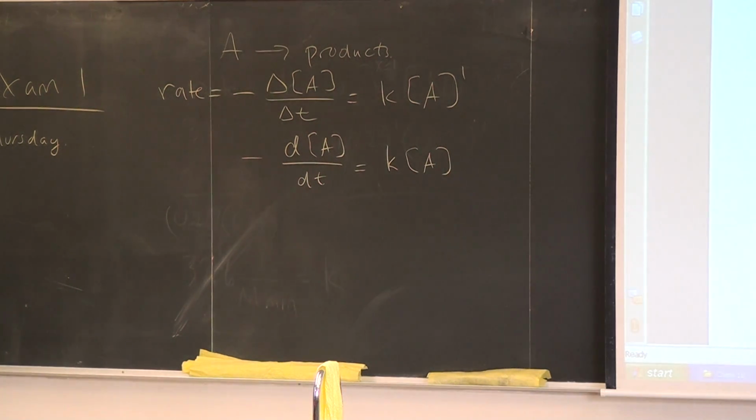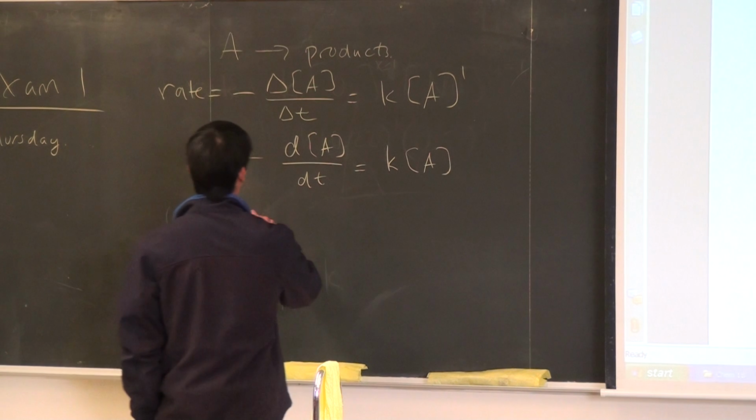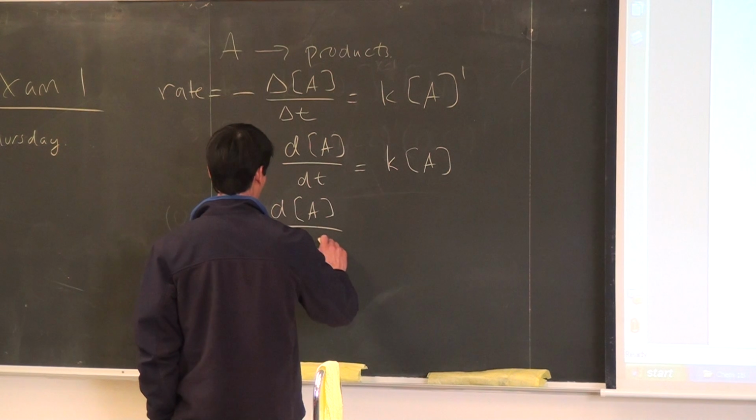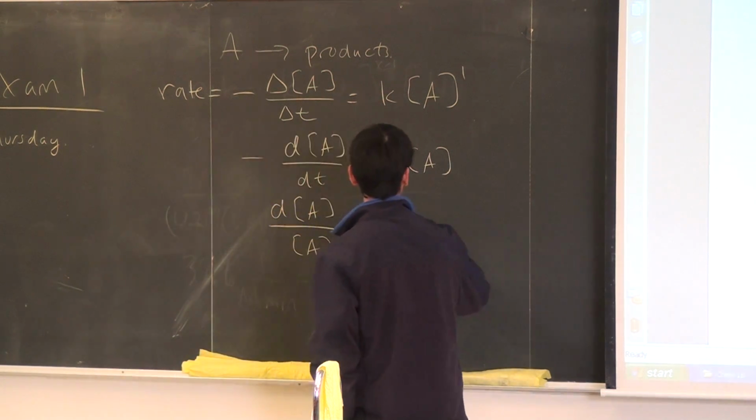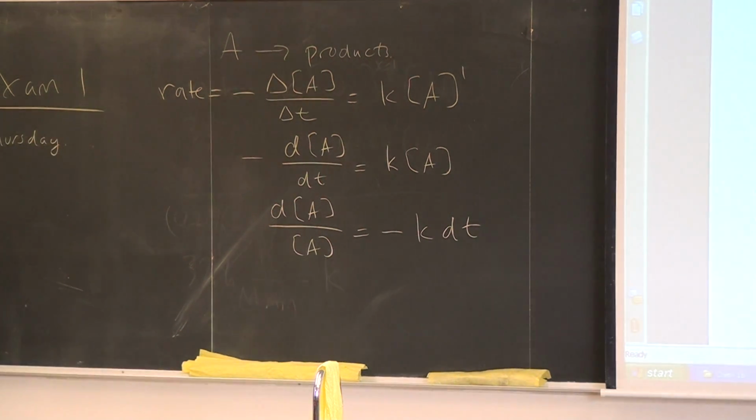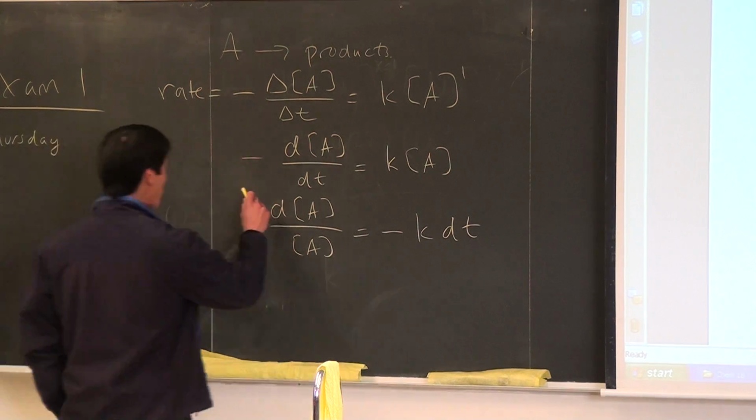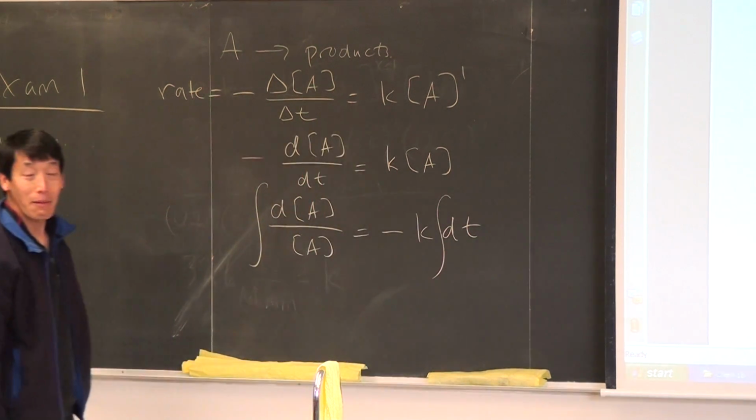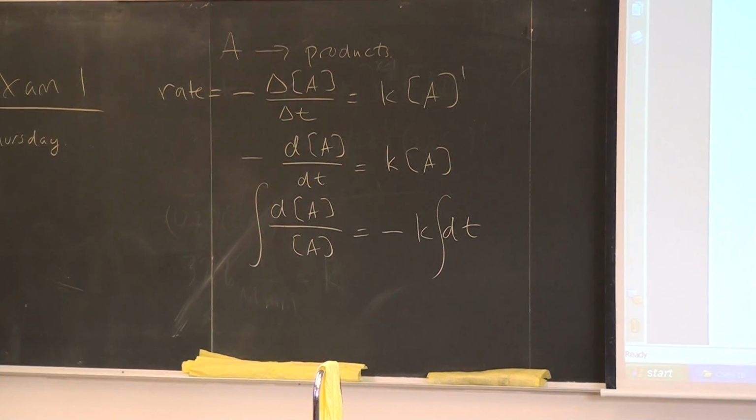And let's rearrange this equation. We have dA over A is equal to minus K times dt. And then let's take the integral of each side of this equation. And this is where you guys need to give me some help. So what's the integral of dA over A? George? You sure?